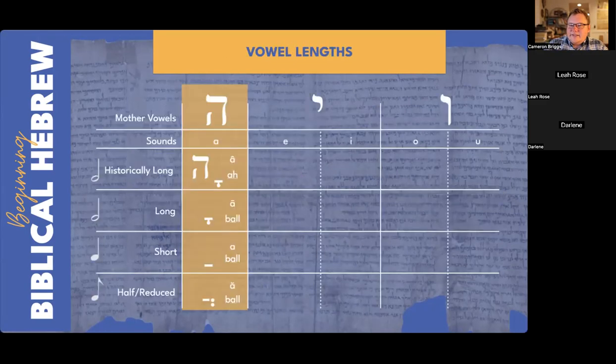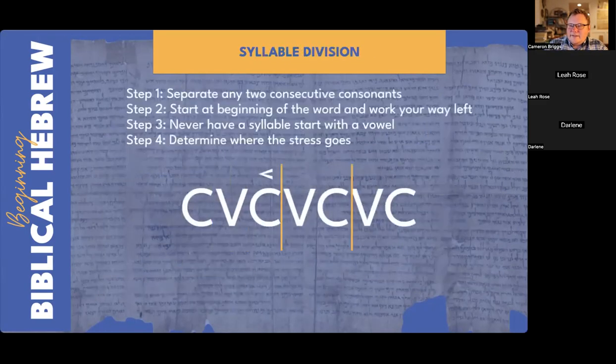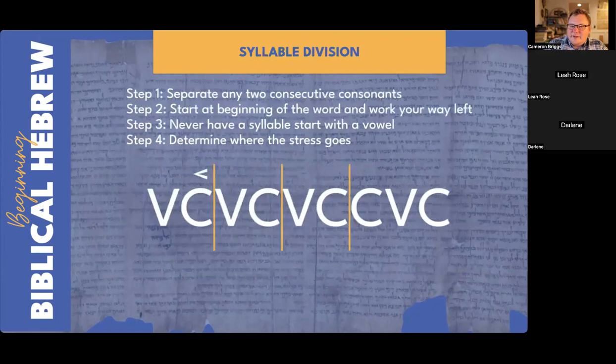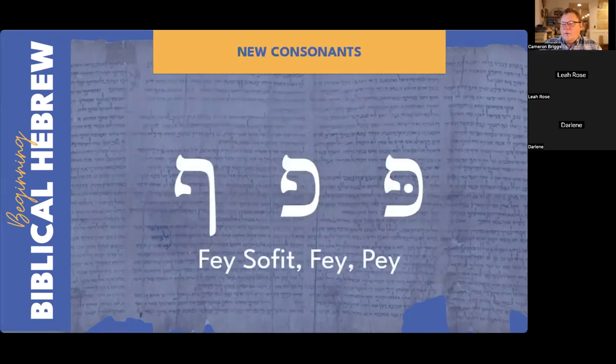So just as a quick review, let me just scroll to it. This week, we are just learning basically two consonant sounds. They're both written very similar, right? The pei and the fei. And then when the fei comes at the end, it drops its tail and becomes a fei suffix.